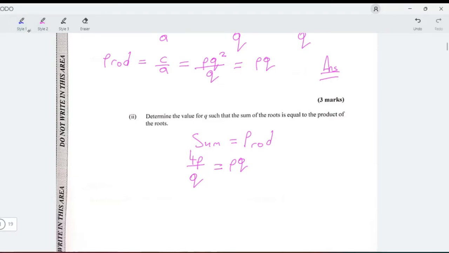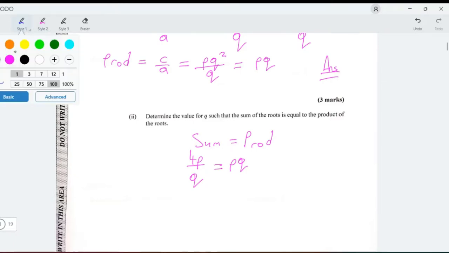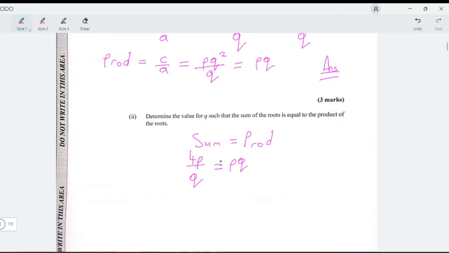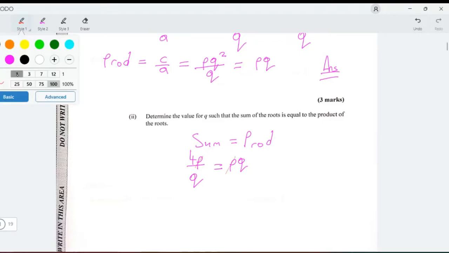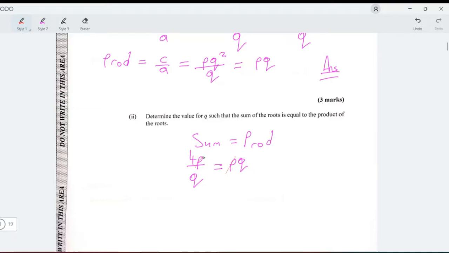So let me change this color. I don't like the blue color, I like the red color. So changing it back to red, realize that the p's would cancel. And I think this theme is just a little too small. Put it to 3.